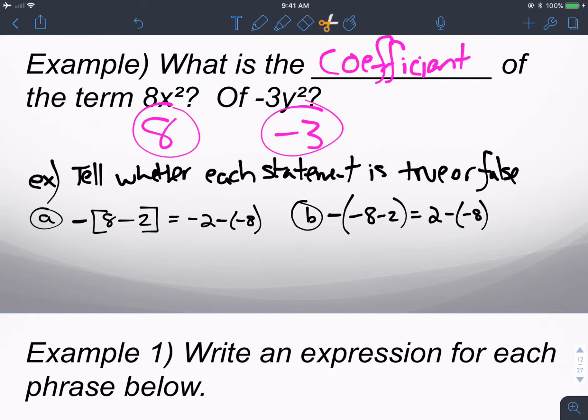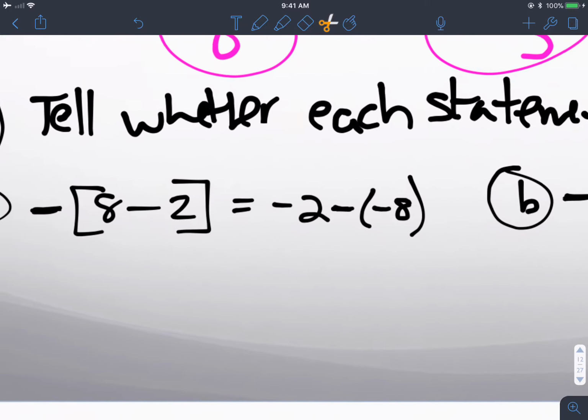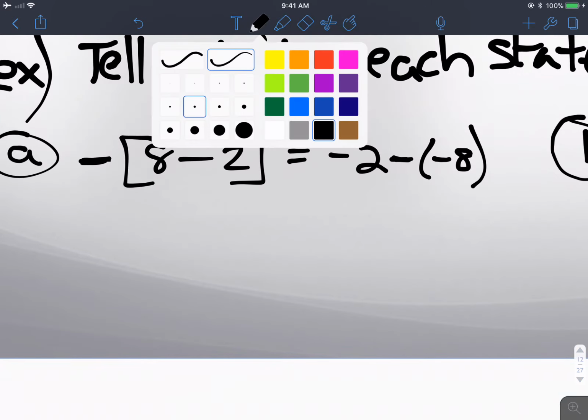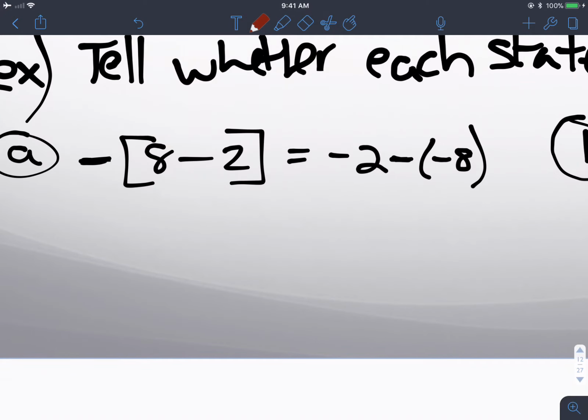All right, here's another question that is worth going over. Tell whether the statement is true or false. What in the world does that mean? It sounds like an English class question. All right, you evaluate both sides of it.